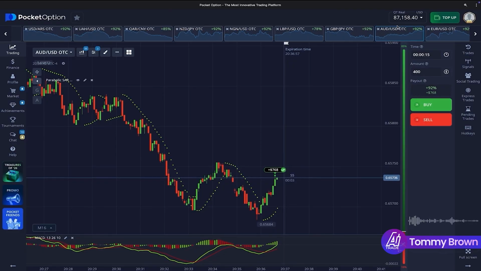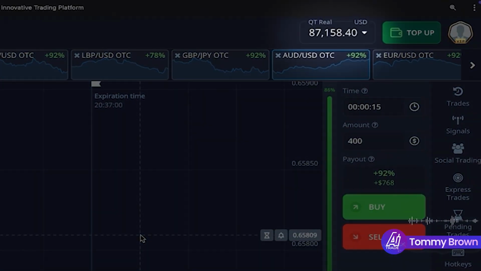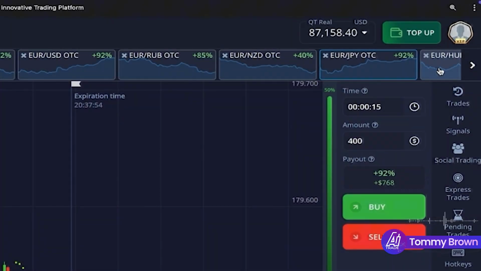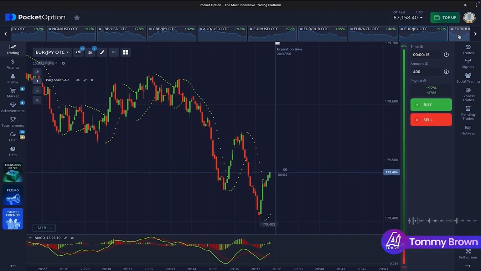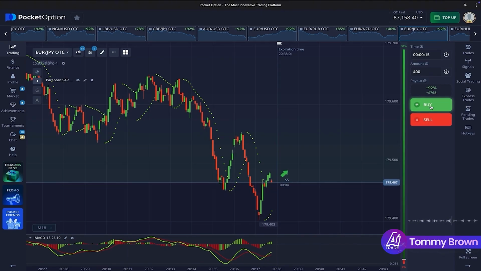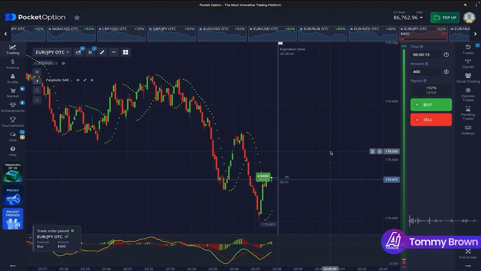As you can see, that's 3 wins in a row. The balance is now $87,158. Let's keep going. Now we have the currency pair Euro-Japanese yen. Now I'll show you that the strategy really works. We open a trade, it's for an increase.